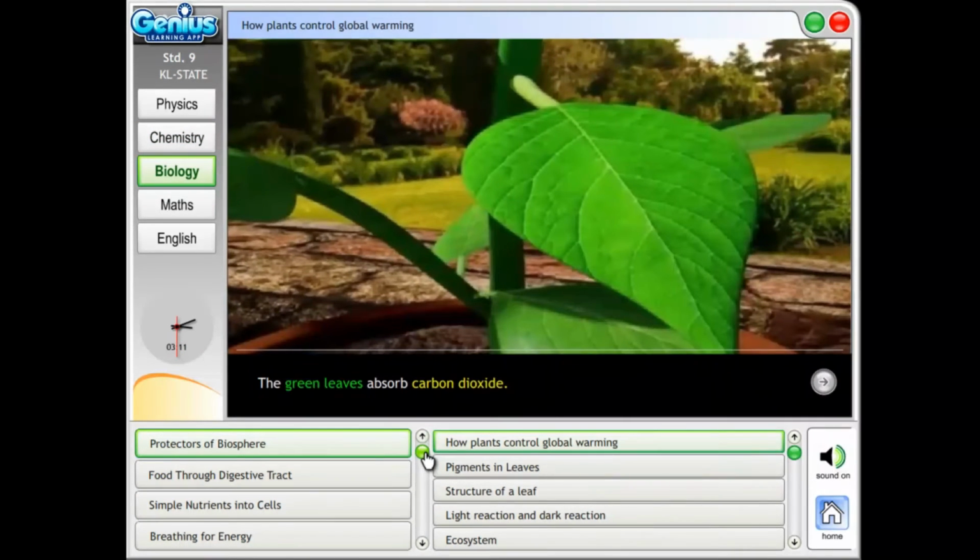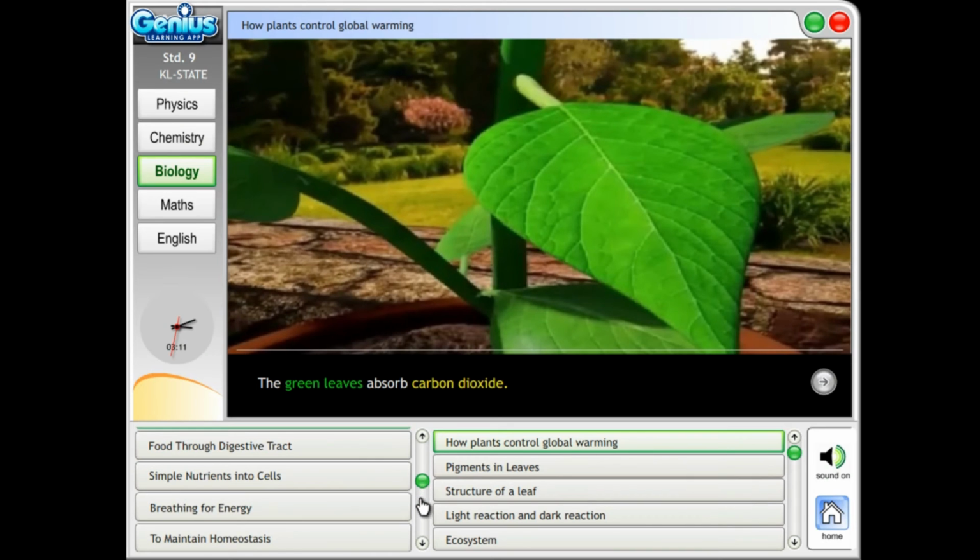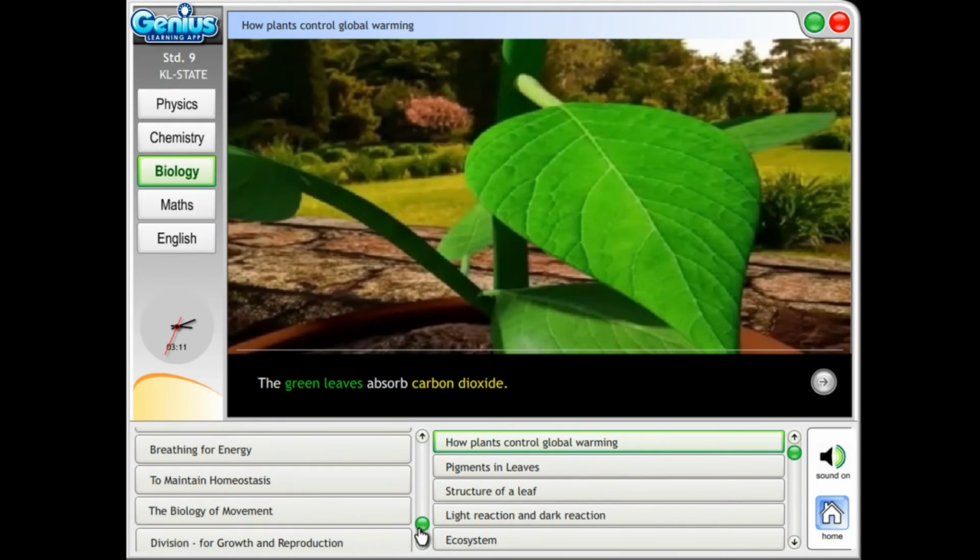How plants control global warming. The green leaves absorb carbon dioxide.